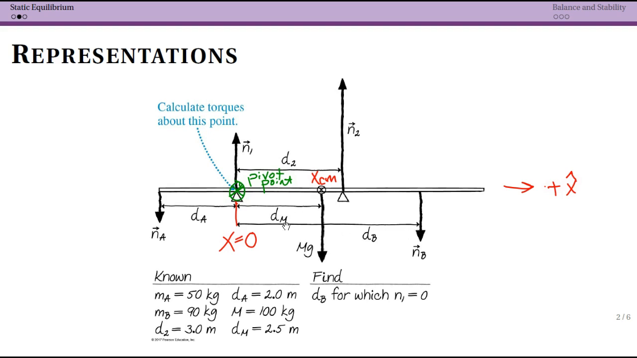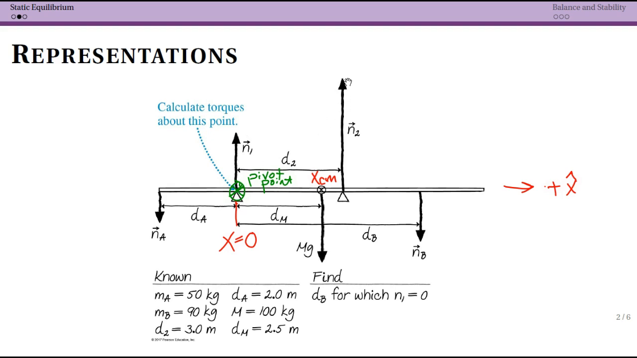This dm distance here is the center of mass of the bar, and you would figure that out from subtraction based on knowing the entire length of the bar and the different distances. So here it's listed as 2.5 meters, but you've actually had to do some work to get there.